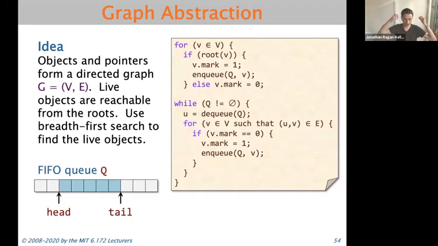We pass over the graph of pointers, marking all the objects that we can see, starting at the roots. In this case, we're going to do a breadth first search, starting from the roots to find all the live objects. And then everything that we didn't mark is garbage and can be collected.